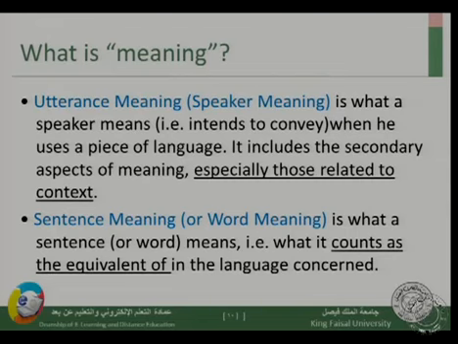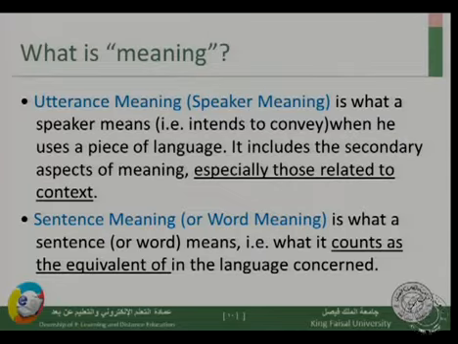The second one, sentence meaning or word meaning, is what a sentence or word means. So, what does this word mean? What does this sentence mean? We can go and look up a word in a dictionary and see the different meanings of the word. This is what we mean by saying word meaning or sentence meaning.